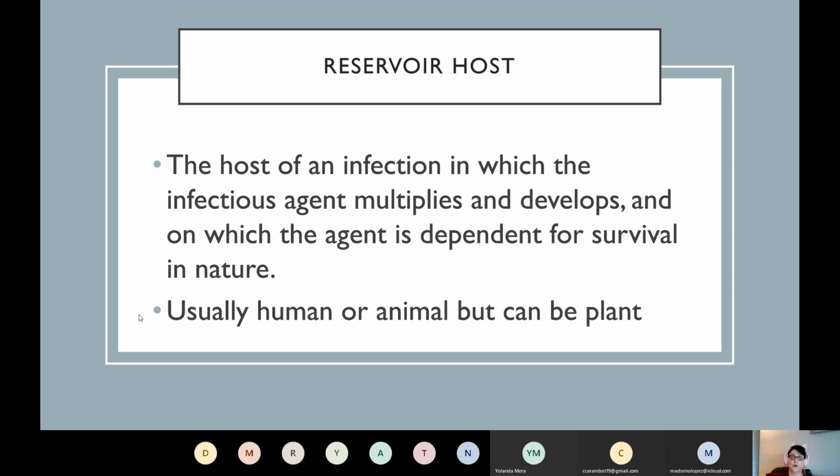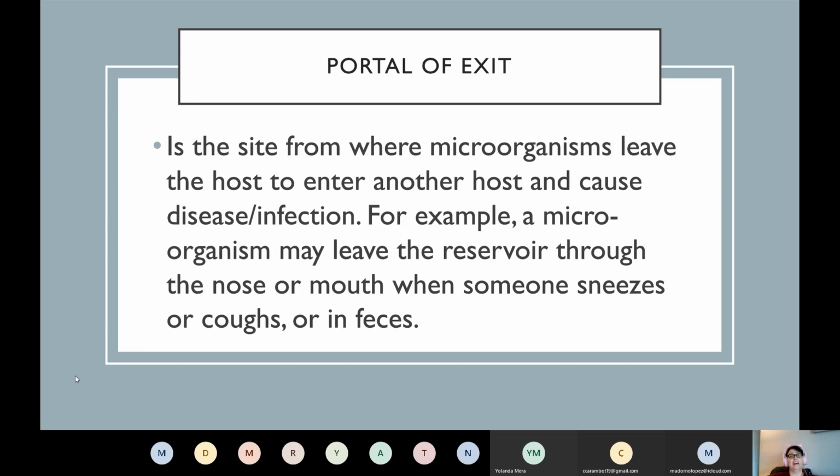So, this is going through each one of those. You can come back if you'd like, and you can take notes with this. The reservoir host, like I was just saying, is what hosts the agent. Usually only humans and animals are hosts, but at rare times, plants can be as well. Now the portal of exit is where the microorganism leaves the host.